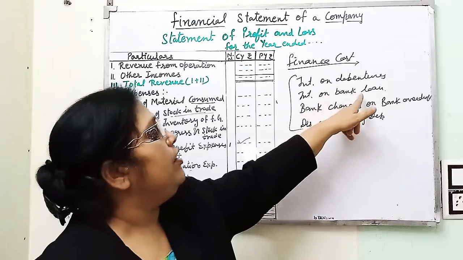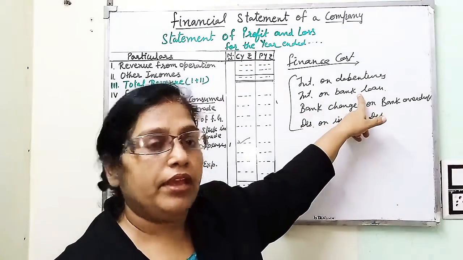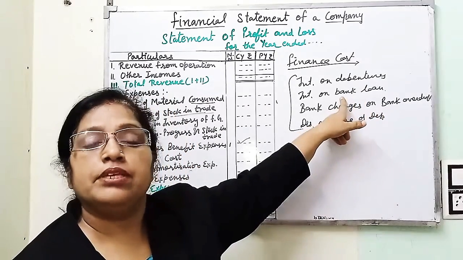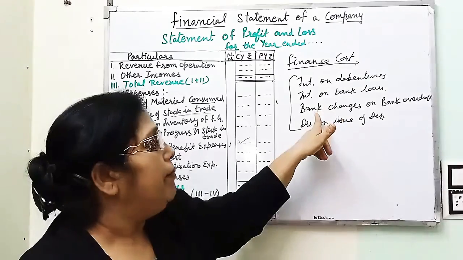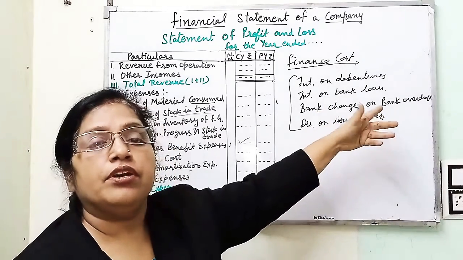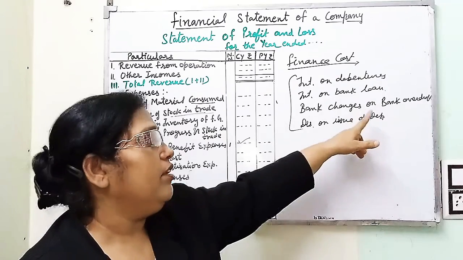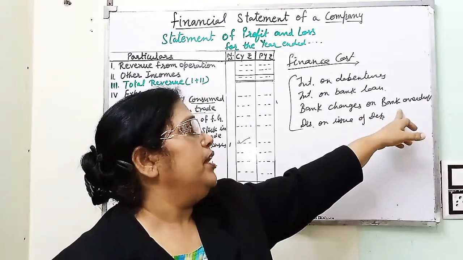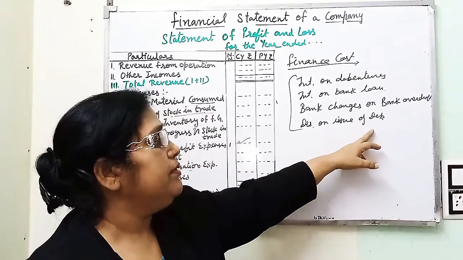Next is interest on bank loan. If the company has taken loan from bank, then the company has to pay some interest to bank. That is also finance cost. Bank charges on bank overdraft. If the company has taken extra amount from the bank on current account, then also the company has to pay tax or interest. Next, discount on issue of debentures.